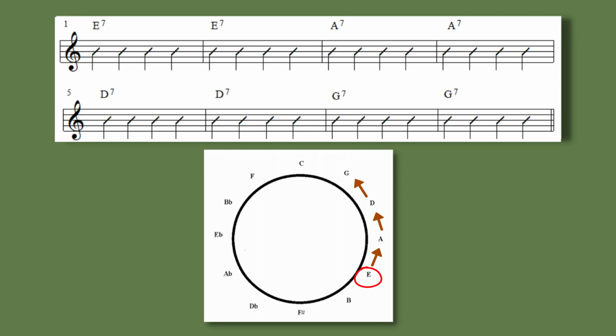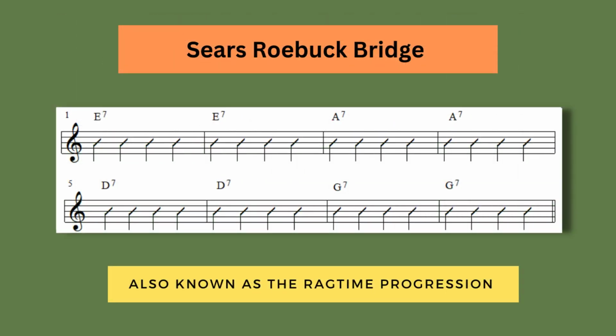Then the progression continues to work its way around the circle of fifths in an anti-clockwise manner. Remember we said that each chord is played for 2 bars. So that's E seventh for 2 bars, A seventh, moving to D seventh, then finally finishing on G seventh for 2 bars. And of course the fact that we're finishing on G seventh is ideal because that leads our ear back to the key of C for the next A section. This type of cycle progression using a series of secondary dominant chords is also referred to as the ragtime progression.